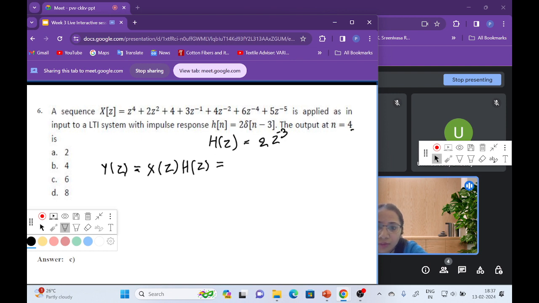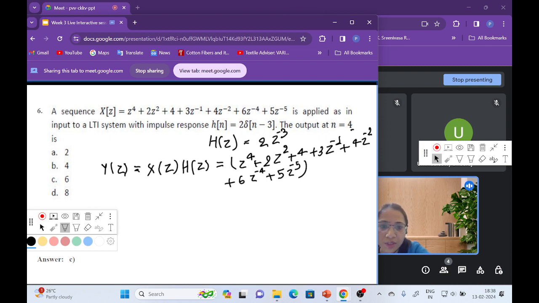Okay. So what will be our x of z? X of z is equal to z to the power 4 plus 2 z square plus 4 plus 3 z inverse plus 4 z to the power minus 2 plus 6 z to the power minus 4 plus 5 z to the power minus 5, multiplied with h of z, that is 2 z to the power minus 3. Okay, so multiply with each of them.